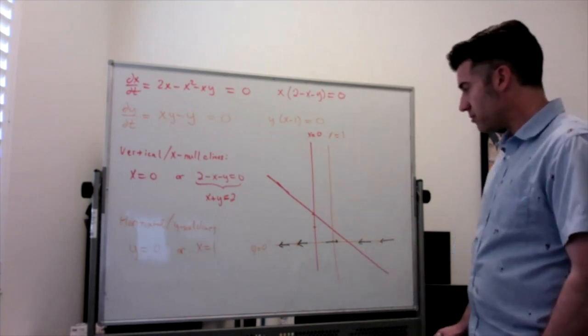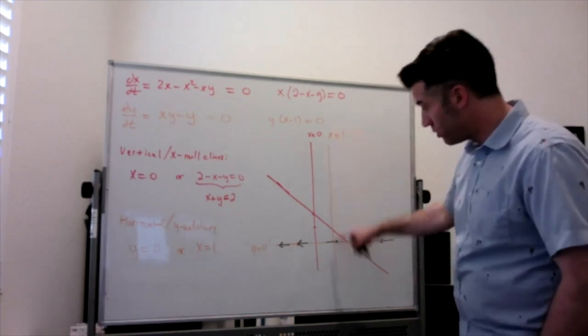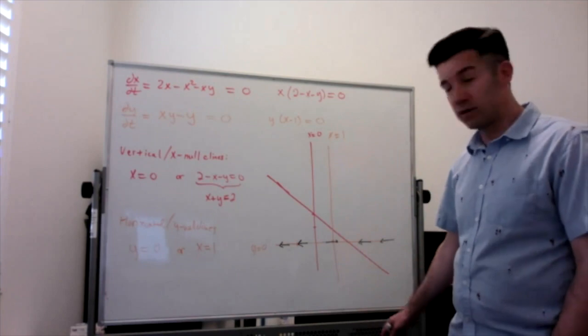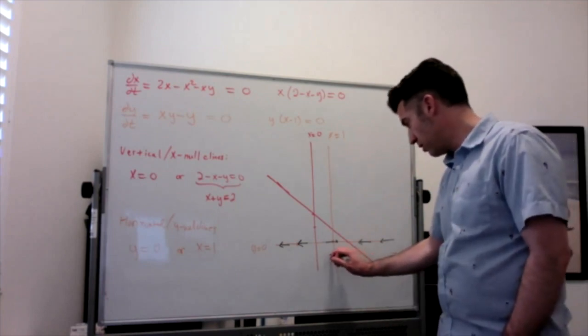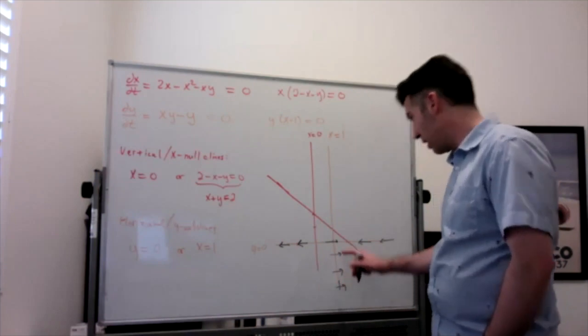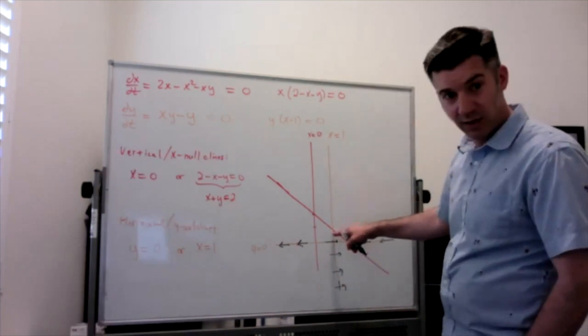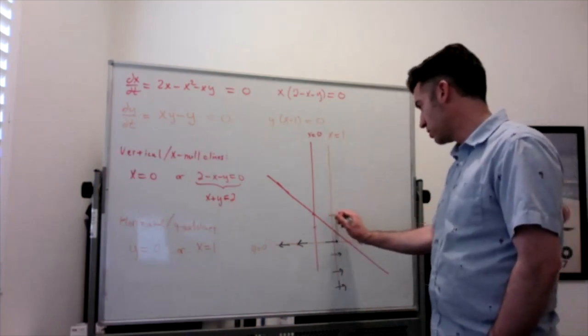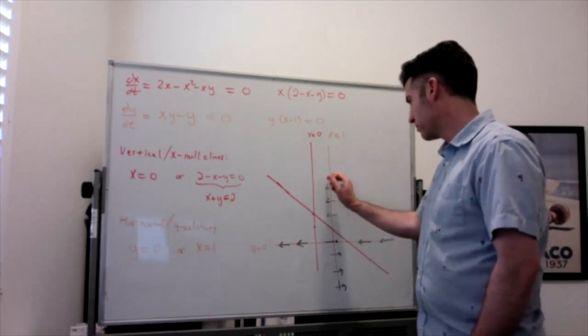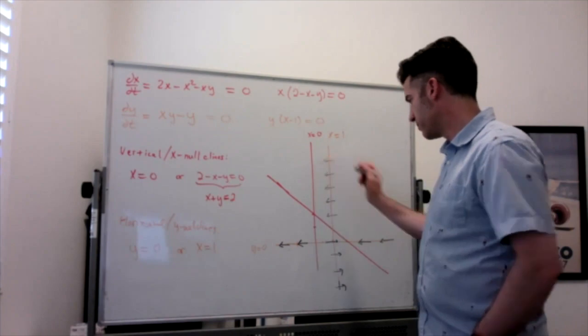Okay. And then also on this orange nullcline, again, I'm purely horizontal. So down here, I keep pointing to the right, and up here, I'm going to cross an x nullcline. So I'm going to change the direction I'm pointing.